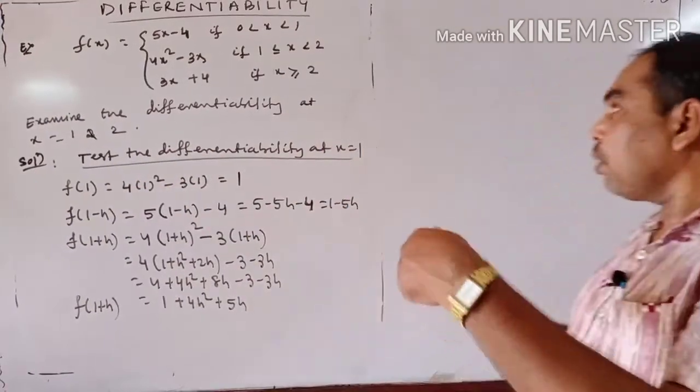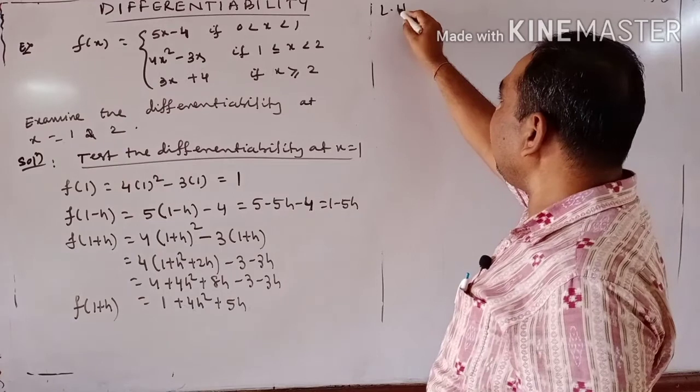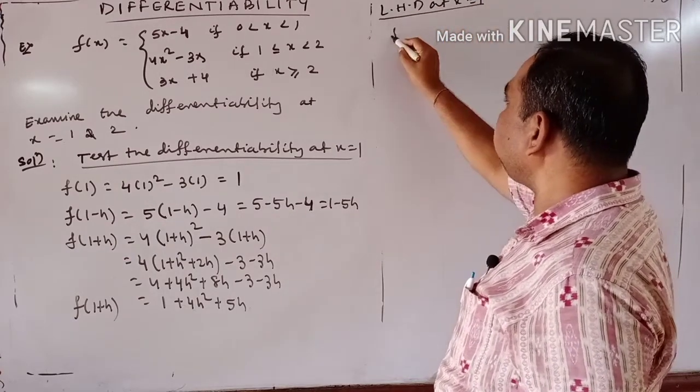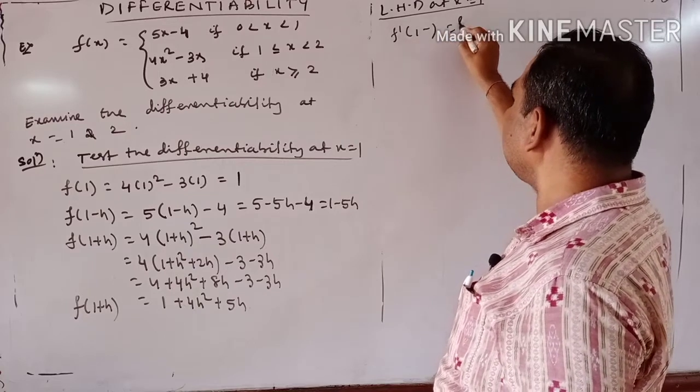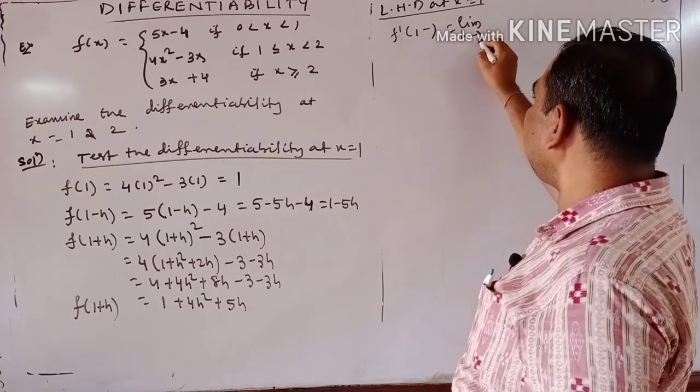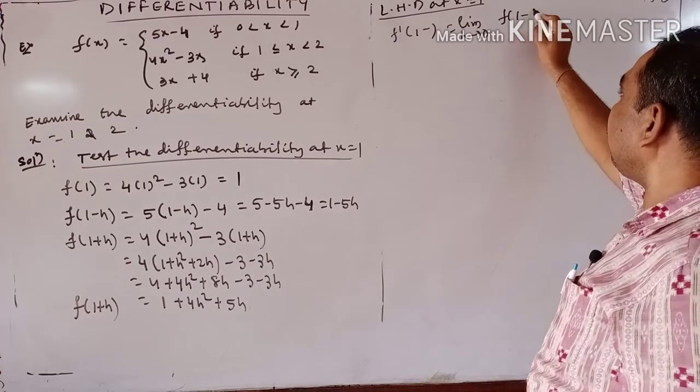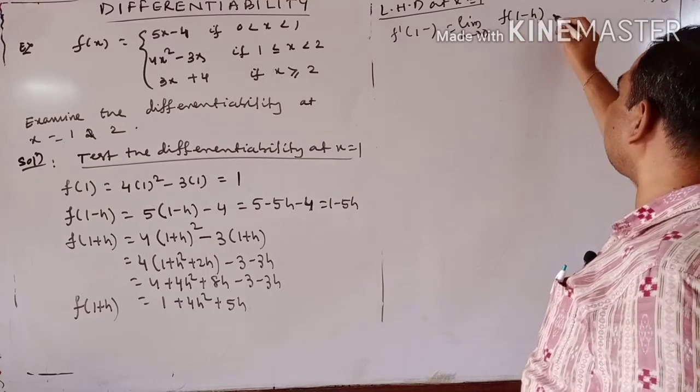Next, to find the LHD at x is equal to 1. So f dash 1 minus is equal to, what is the formula? The limit h tends to 0 of f of a minus h. A minus h means 1 minus h.